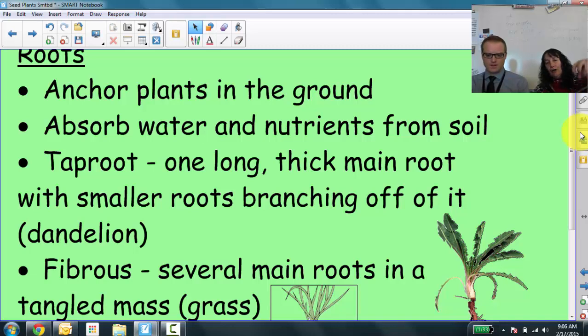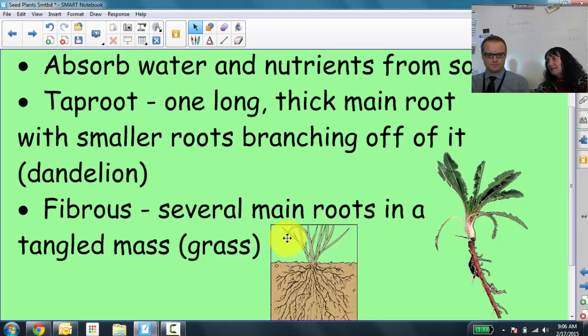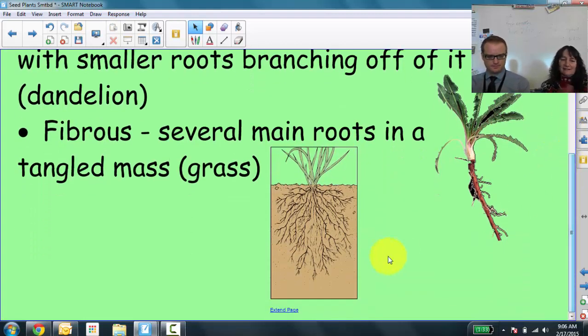It has a really long, strong root that just goes straight down. And then it has little roots branching off of that. Now, a fibrous root has a whole bunch of roots, so that's like grass. If you try to pull grass out of your garden, it just comes in a big glob. So that's the fibrous root system.